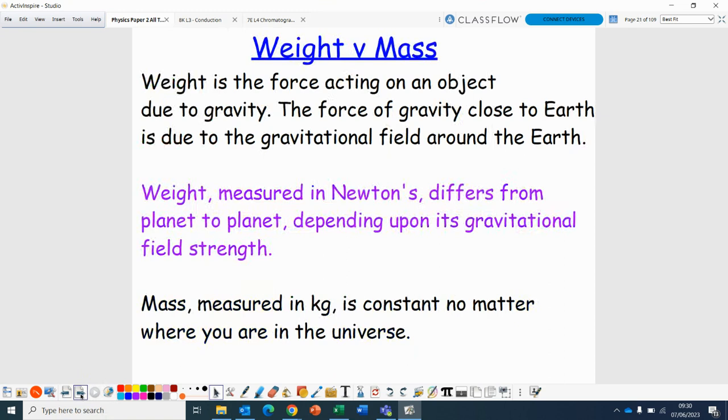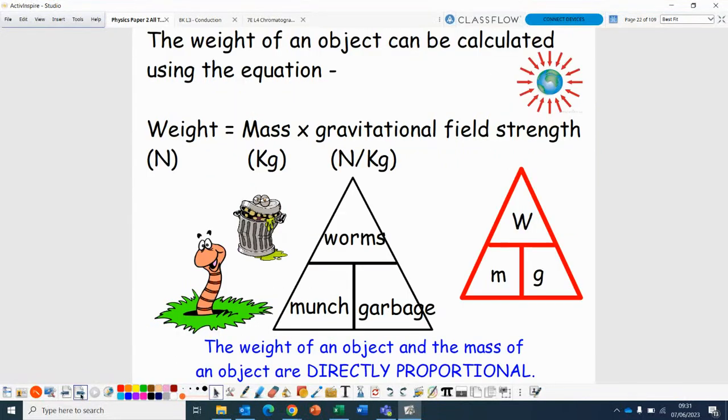Okay, back to everybody now. Weight's a force of gravity. It's different depending on what planet you're on. Weight is measured in newtons, capital N for newtons. Mass is constant no matter where you are in the universe, and it's got to be measured in kilograms.